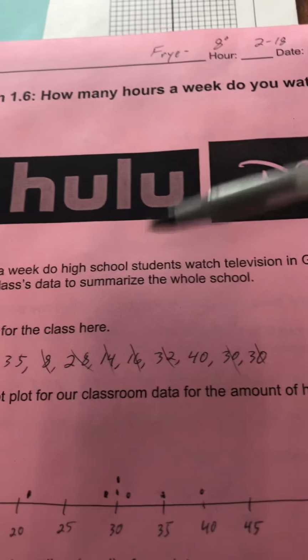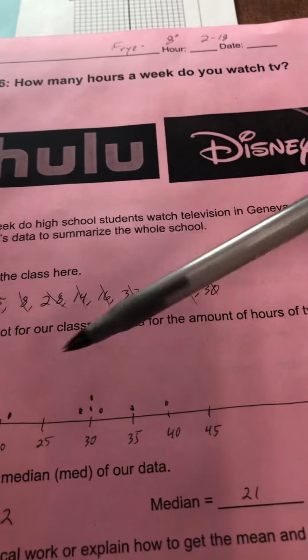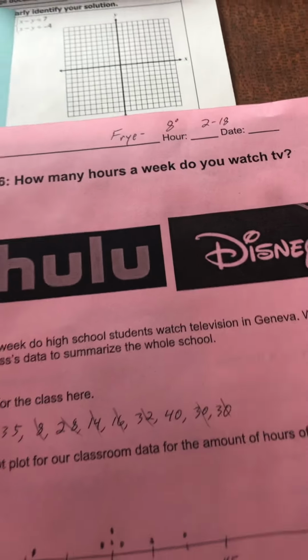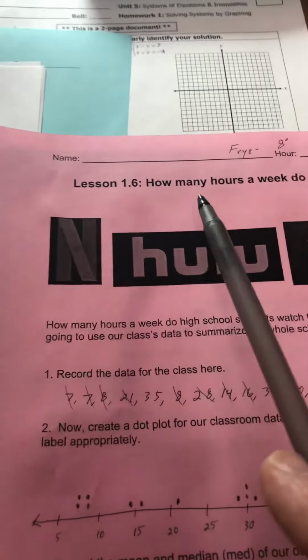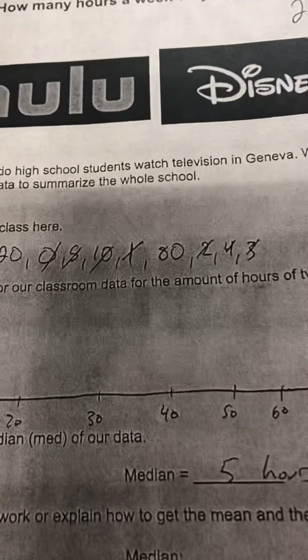I'm taking a look at this little mean, median, mode. Well, just mean and median, and dot plot and all that kind of stuff. For how many hours of TV do you watch per week? This is 8th period's info. This is 2nd period's info. This is kind of a bad printout, so I want to take the data from 2nd period.